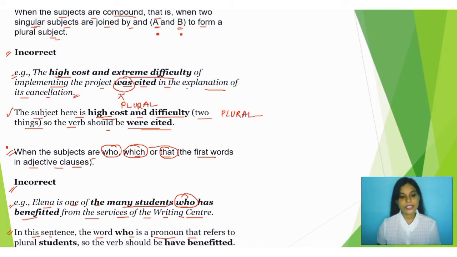So this is basically a pronoun. Who is a pronoun over here that refers to plural students. Okay, plural students. So the verb should be "have benefited" and not "has benefited". So you are going to change this "has" into "have". So "one of the many students" over here is actually plural and not singular. One of the many students. Okay.